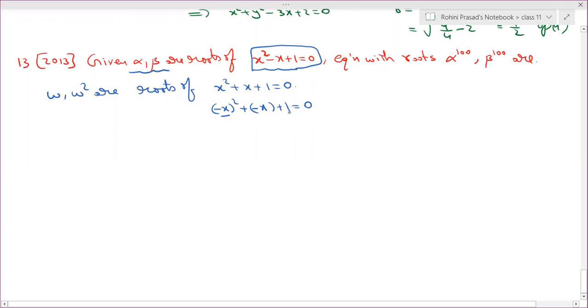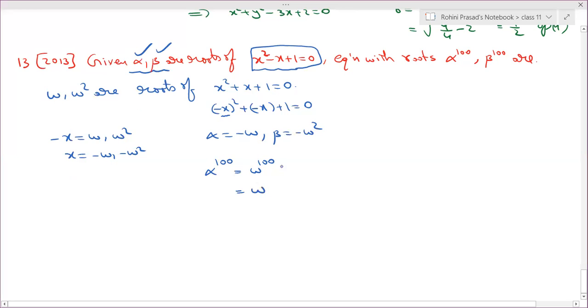If you take this as an equation in minus x, so minus x equal to omega and omega square. So omega and omega square will satisfy in place of minus x. So that means in place of x, minus omega and minus omega square will satisfy. So the roots, because we are naming the roots as alpha and beta, alpha equal to minus omega and beta equal to minus omega square. So alpha power 100, because the power is even, the minus becomes plus, omega power 100, which is equal to omega, since any 3 multiple power is 1, omega cube is 1. So it becomes omega again.